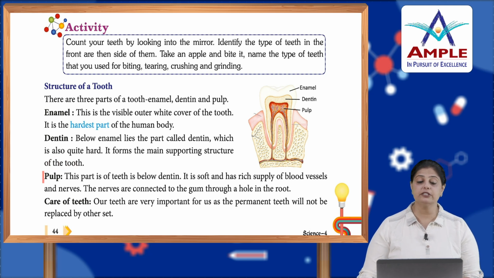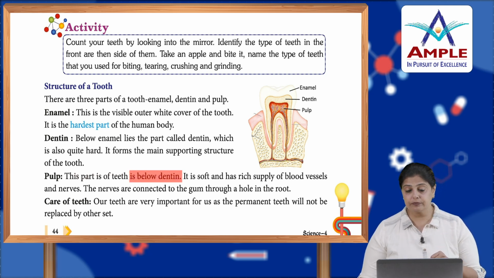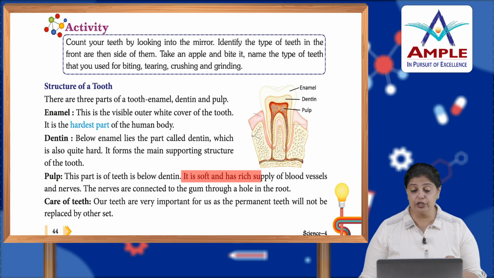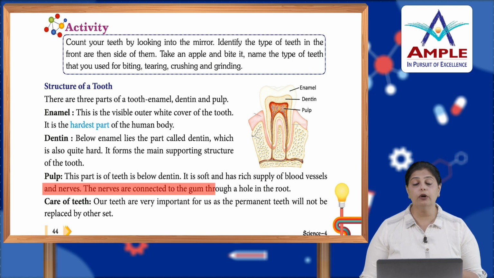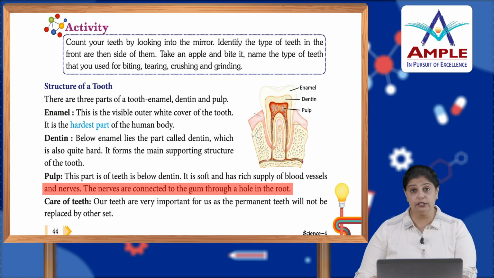Then comes the pulp. It is the part of the tooth which is below the dentin. It is soft and it has a rich supply of blood vessels and nerves. The nerves are connected to the gum through a hole in the root. So first you have the enamel which we can see, then the dentin, and then the pulp, which is soft and has a rich supply of blood vessels and nerves.